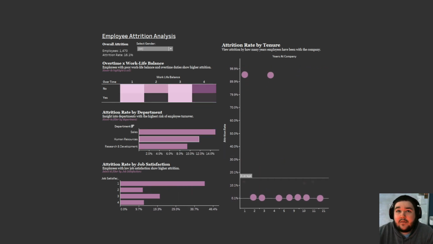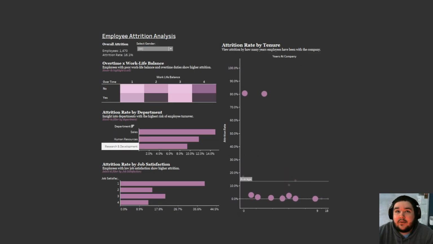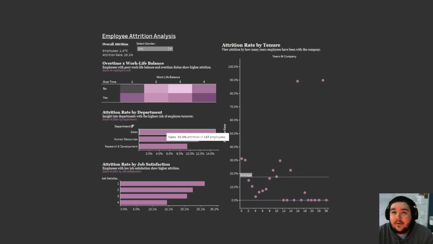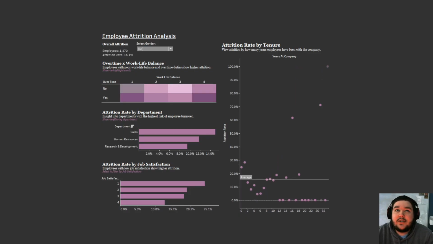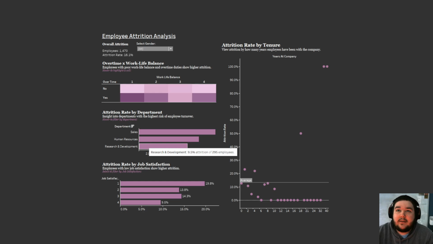So if I hover over sales, you can see how this changes our attrition in job satisfaction and in our tenure graph, as well as our work-life balance for overtime. And we can go to human resources and research and development. Out of all these departments, though, the highest is 15% with sales, which is 1% lower than our total, which is 16%. Human resources is 11, and research and development is 9.